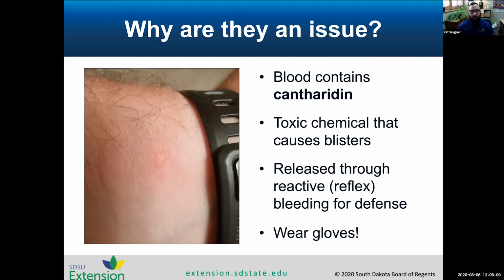So cantharidin, it's released through what we call reactive or reflex bleeding. That chemical is used as defense. So if they feel threatened, they can release that chemical, and then those potential predators or whatever's bothering them will leave them alone. So I wanted to mention, if you're trying to pick one of these things up, definitely don't use your bare hands. You need to wear gloves because you don't want to handle those insects and then get some of that cantharidin on your skin.